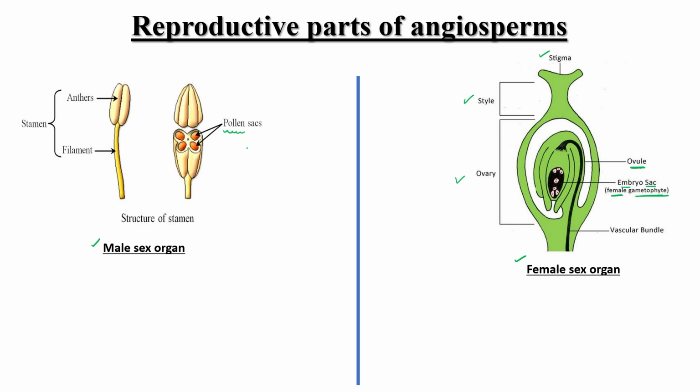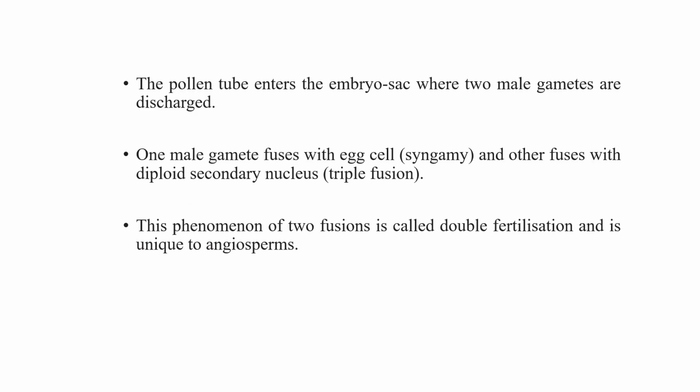Both are totally dependent upon the sporophyte because they are a part of the sporophyte. They depend directly or indirectly. So which one is the dominating phase over here? Sporophyte, right? So the embryo sac is the female gametophyte and these are the vascular bundles. Okay, so this is the female part and this is the male part of angiosperms.